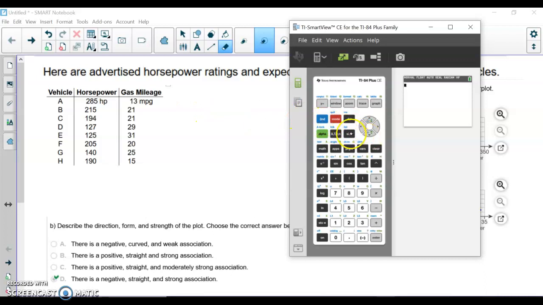And the way to get that is by pressing the stat button. And then we're going to edit. And here's a list for the information. Now, you've noticed I've already gone ahead and put these in so it would save time in the video. But you can order these however you'd like. Now, the default is, if we're talking about X and Y, to put the X values in L1 and then the Y values in L2.